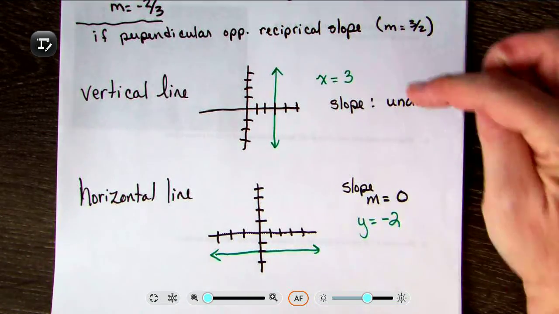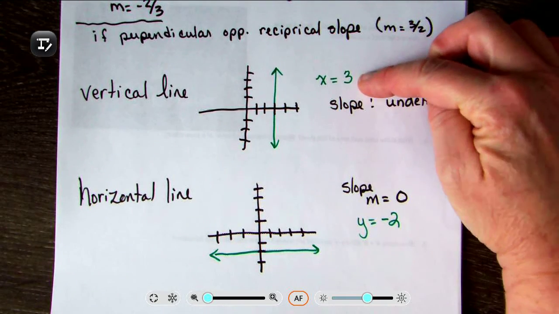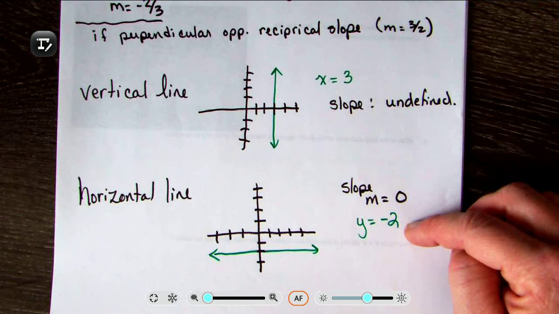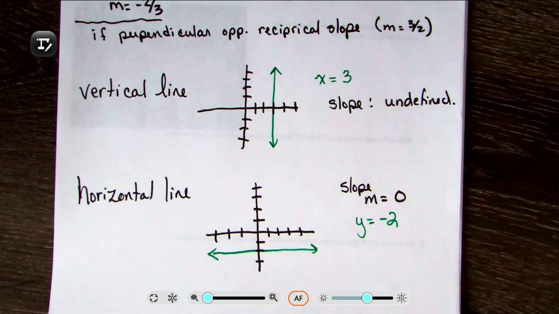So the vertical lines have the equation x equals something. A horizontal line has the equation y equals a number. So hopefully that brings back all the things that you remember about a line. The next video will be on solving quadratics.